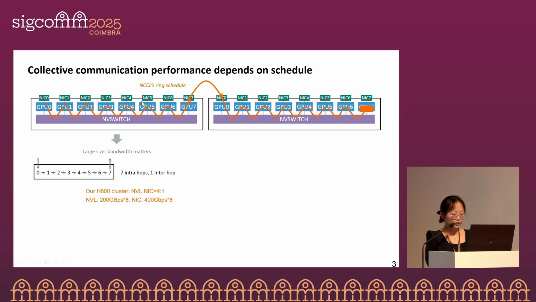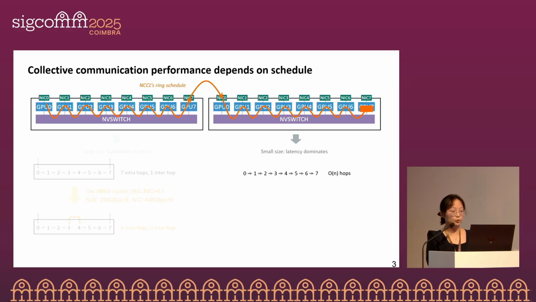However, real GPU clusters may be different. On our H800 clusters, the NVLink bandwidth is about 4 times the NIC's bandwidth. So the ring schedule may waste bandwidth and is performance inefficient. In practice, we just replace 1 intra-server hop with 1 inter-server hop, and this can increase network bandwidth utilization and improve performance.